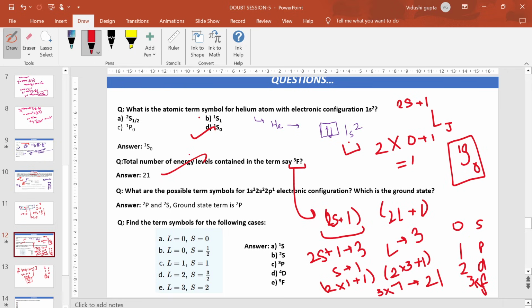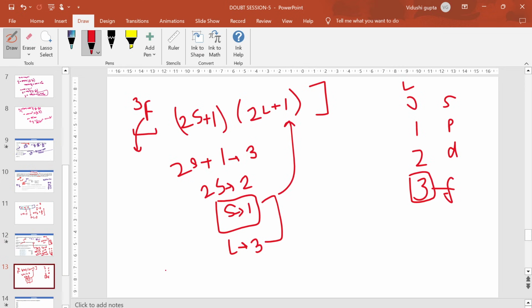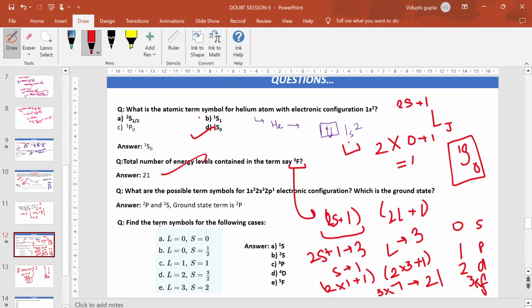But this A, B, C, D, what will be the answer? What is ABCD? Where? Excuse me. You just go back, ma'am. That slide. But what are the possible options in that question? We are calculating the total number of energy levels contained in the term, right, ma'am? There are no options. We have to calculate and give the answer, right, ma'am? Yes. Okay.